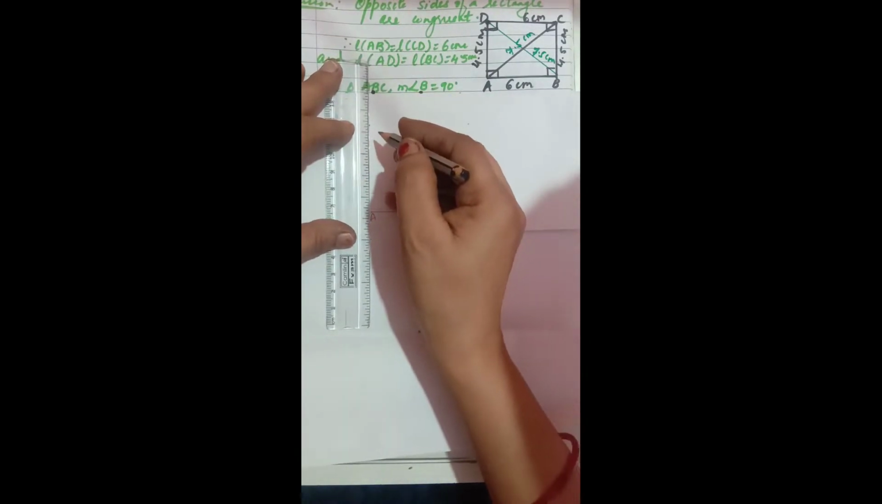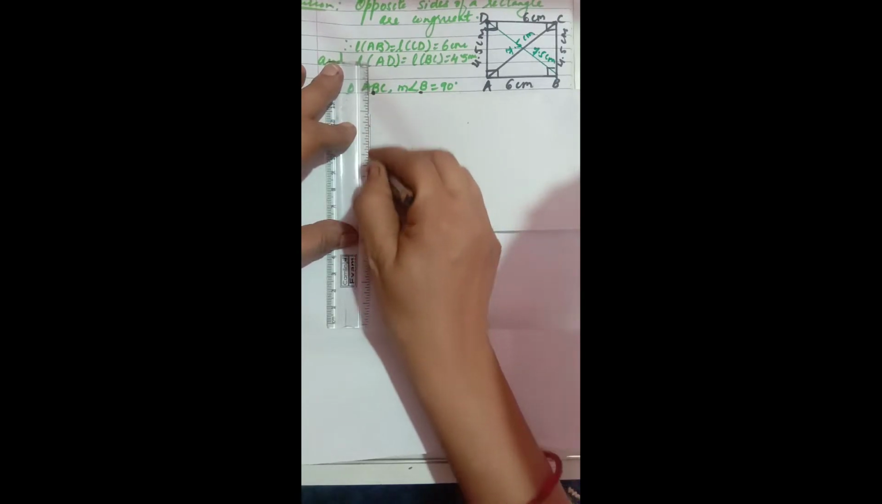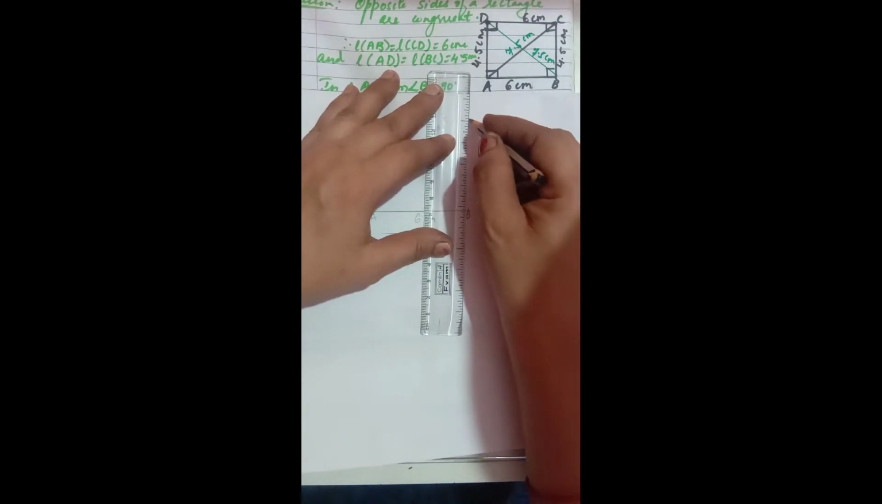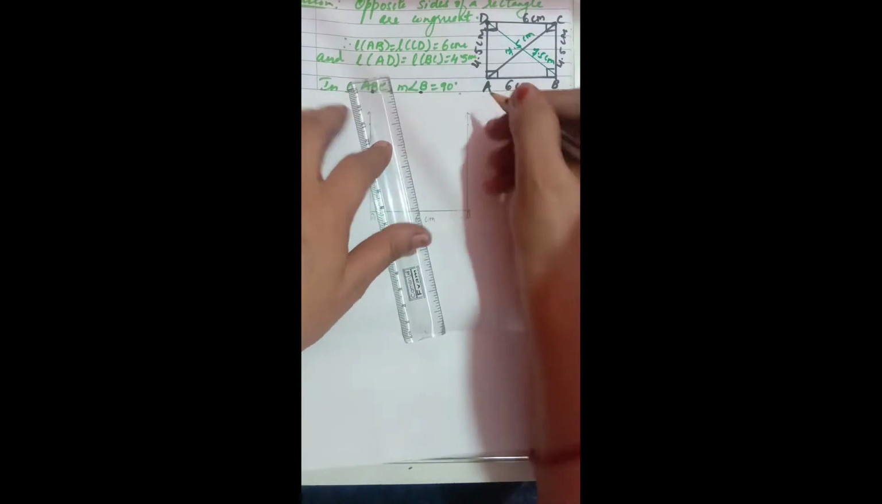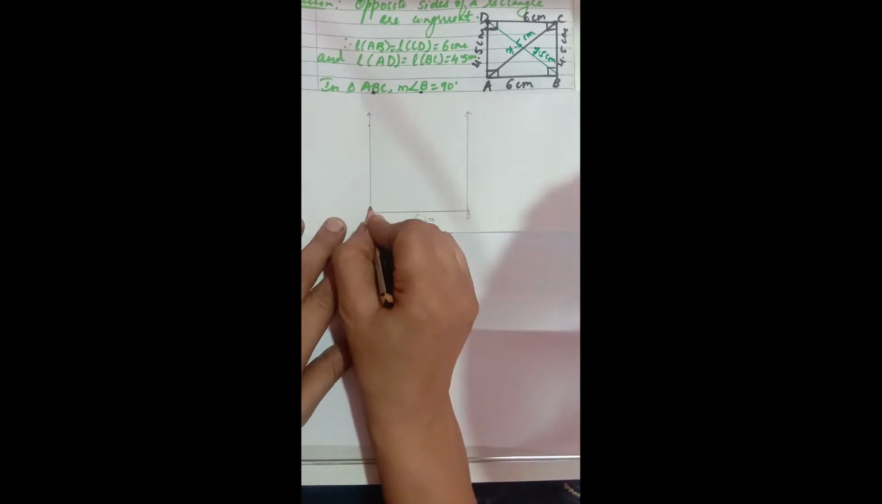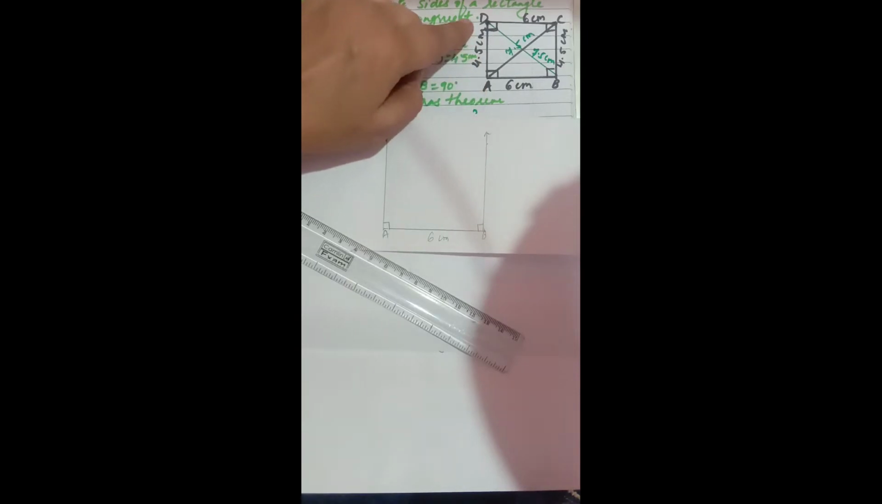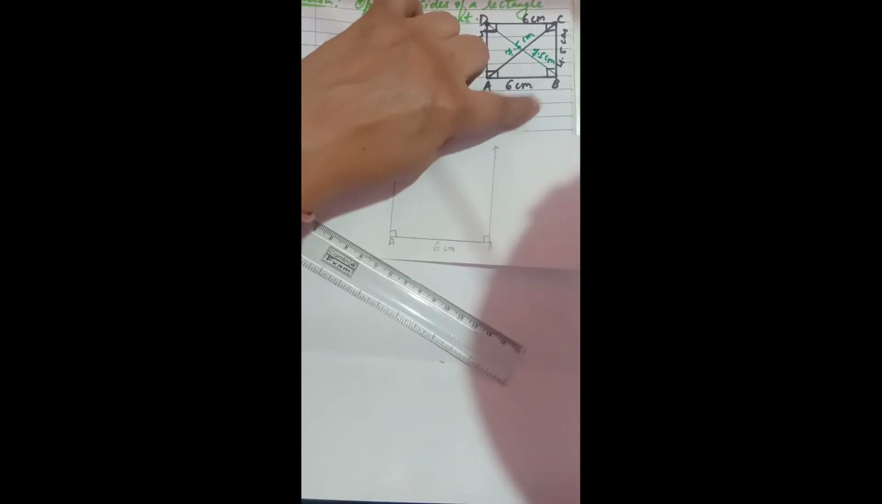Now take your scale and draw the angle of 90 degree at vertex A. Same way you will be drawing the angle at vertex B. Now you will take your rounder. Now see, children, your vertex D is at a distance of 4.5 centimeter and C is also at a distance of 4.5 centimeter, means both are equal.